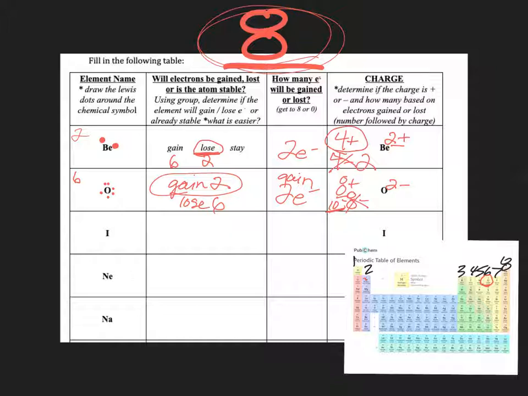Let's check out one more here. Iodine, way down here in group number 7. Starting at the top, working my way around, 1, 2, 3, 4, 5, 6, 7. We kind of want those to look like pairs.